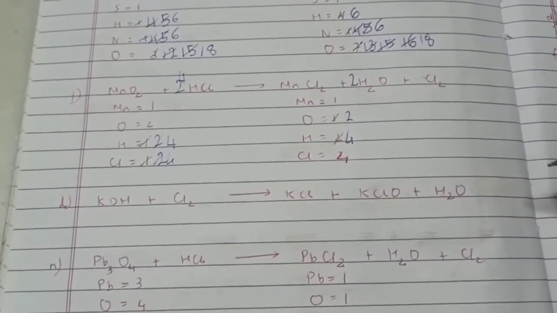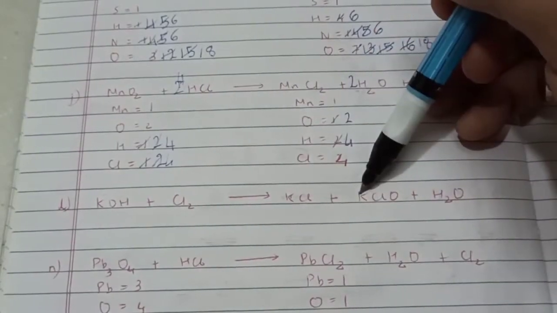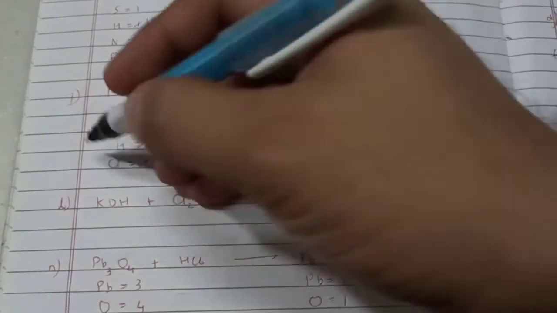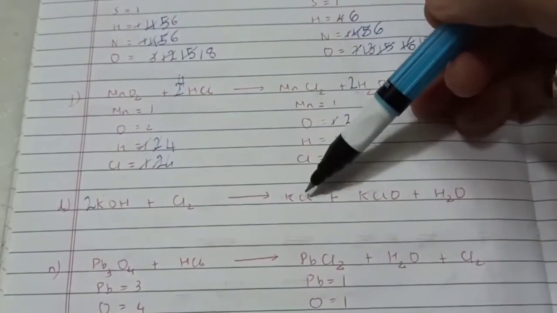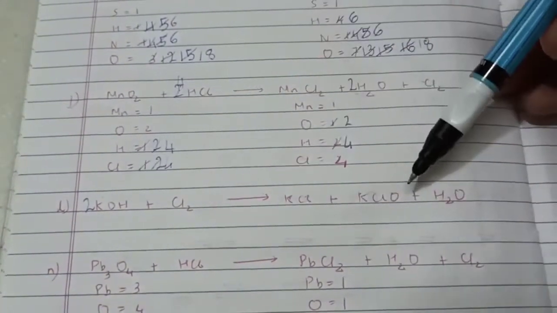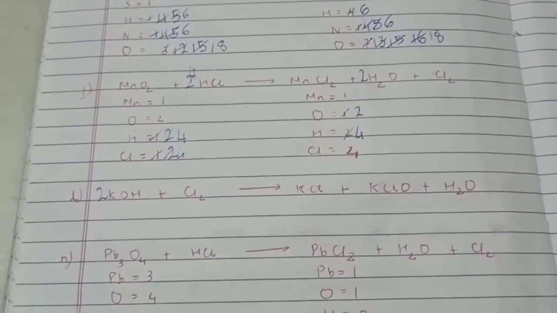Now let's do the L sum. Potassium 1 and potassium, there are 2. So even without checking for other elements, I know I have to put a 2 out here. Now I'll check the other elements. Chlorine is 2, chlorine is 1 plus 1, 2. Oxygen is 2, oxygen is 1 plus 1, 2. Hydrogen is 2, hydrogen is 2. Oh, that was easy. That's balanced.